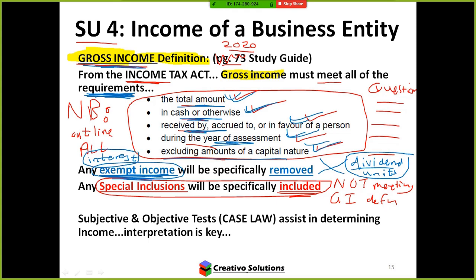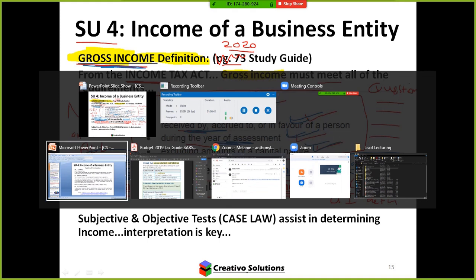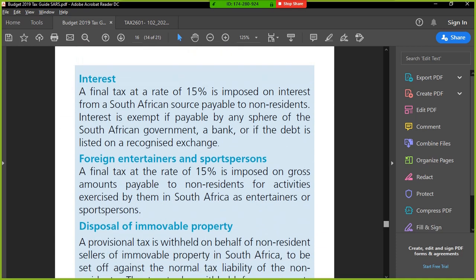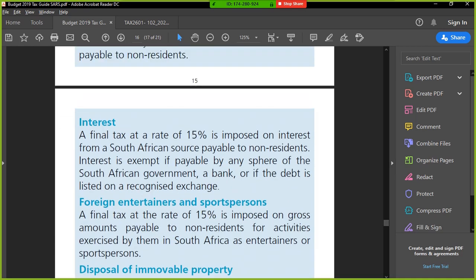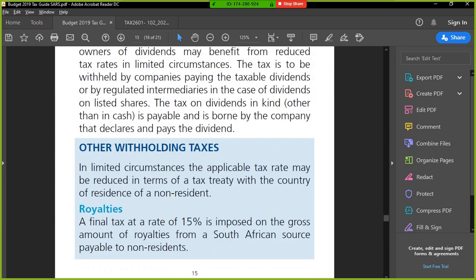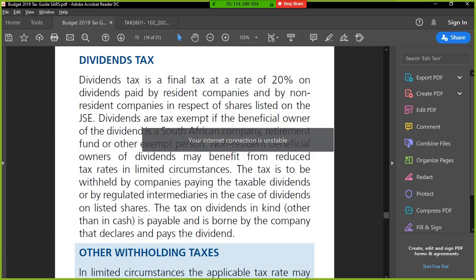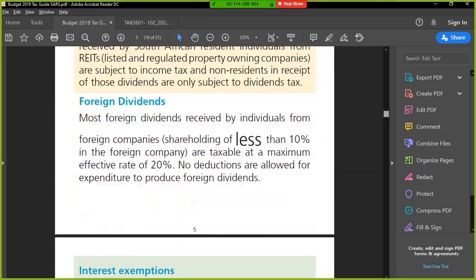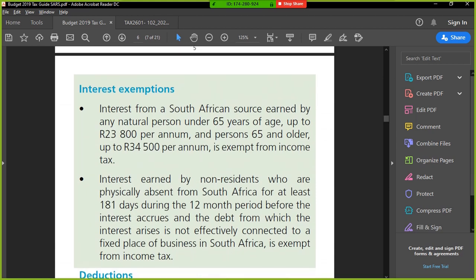If it's interest, it falls outside the scope, and you'll actually see it here. It's called basic interest here. No, that's for something else, that's for withholding tax. Let me show it to you. Here, interest exemptions. There it is. So there's the note about interest. As an individual under the age of 65, which I assume you are, I don't think you're older than that.